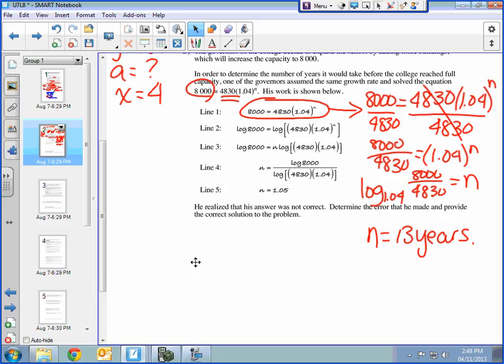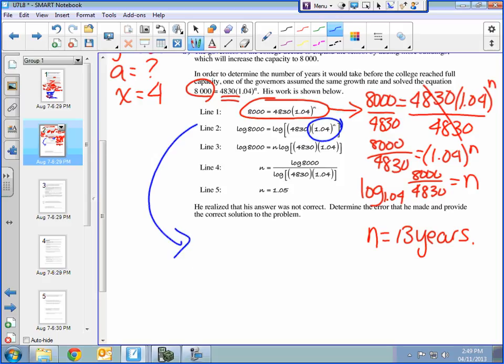I'm just going to check their work to see where they went wrong. They set each side to a logarithm, and this n comes in front. But this n is only affecting, okay, so I'm just going to explain quickly where they went wrong. This 1.04 to the n, that n is only affecting that 1.04.